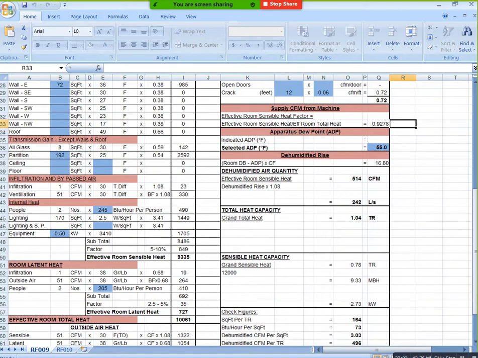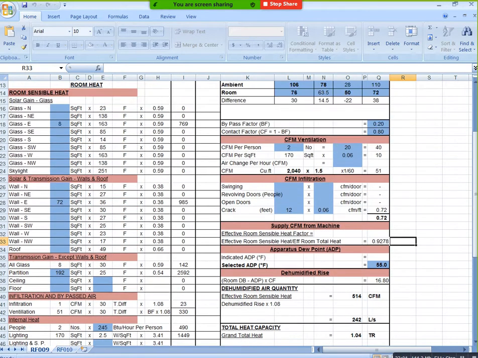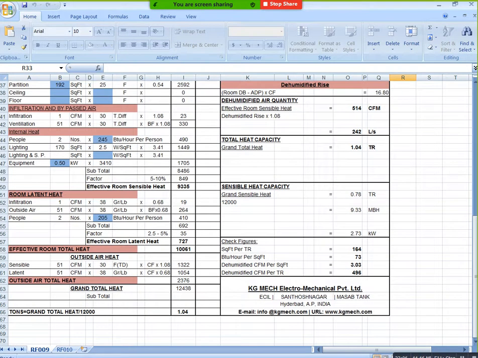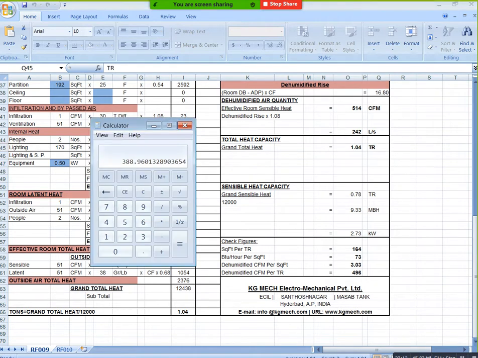If you need MBH, that means thousands of BTUs per hour. We need to mention it in MBH. Now I can mention 14946, our sensible heat, divided by 1000, you are getting 14.946 MBH. If you need the kilowatt condition, we already know 1 TR is equal to 3.5 kilowatt, that is standard. Now here we are calculating how much.